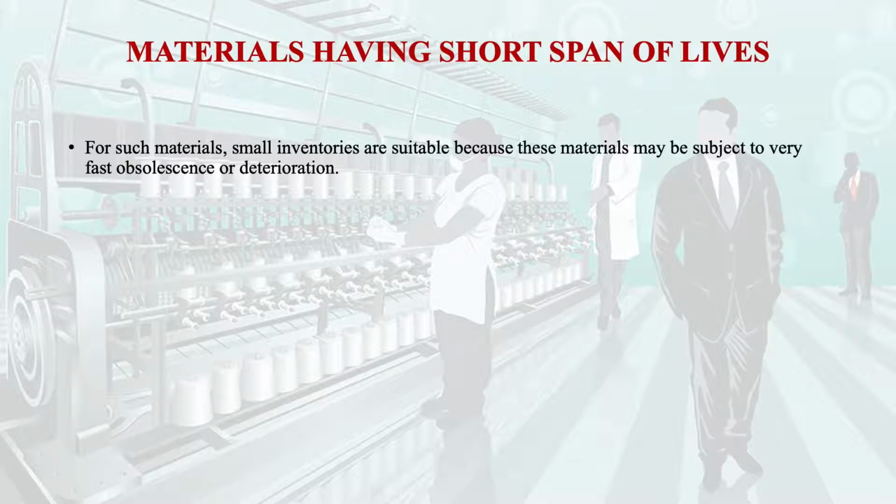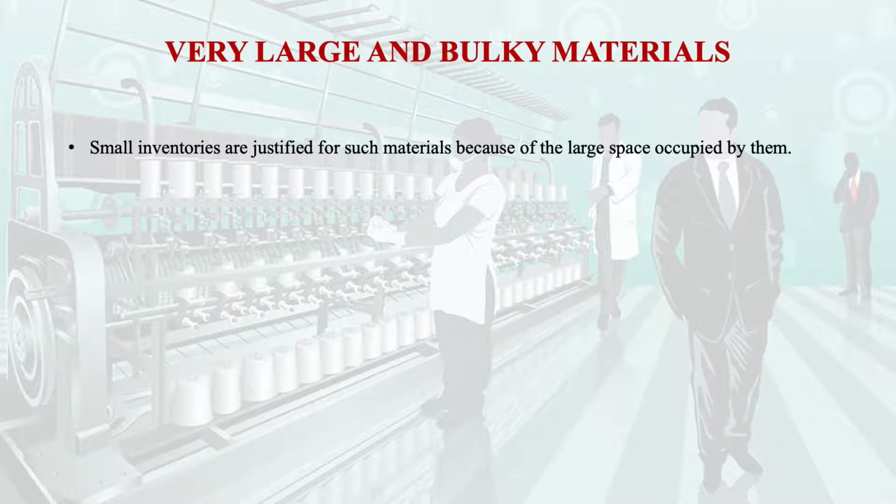For such materials having a short span of life, small inventories are suitable because these materials may be subject to very fast obsolescence or deterioration. When we are talking about very large and bulky material, small inventories are justified for such materials because of the large space occupied by them.